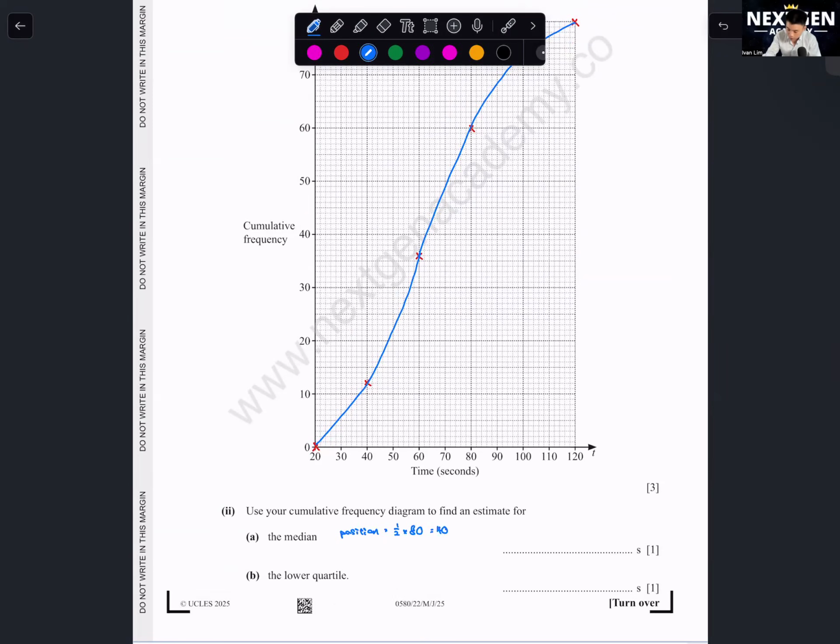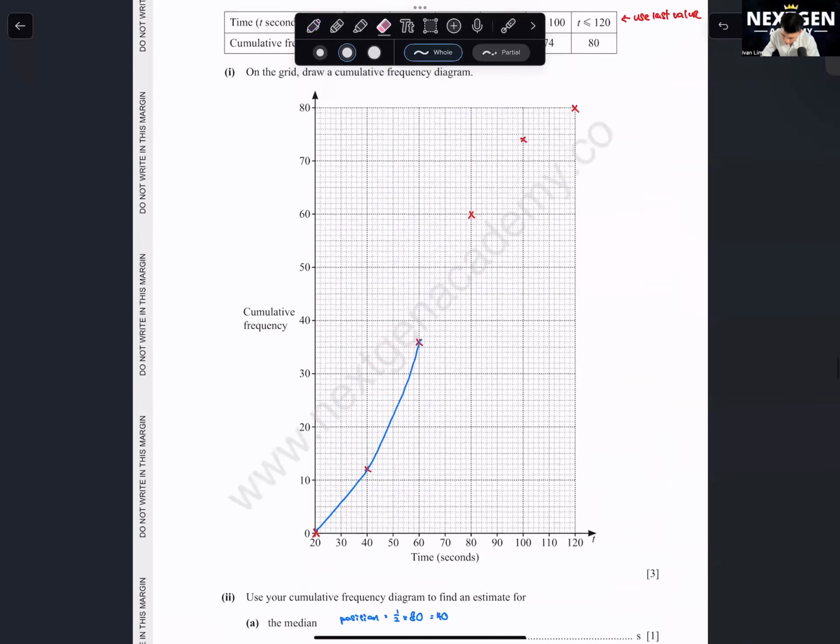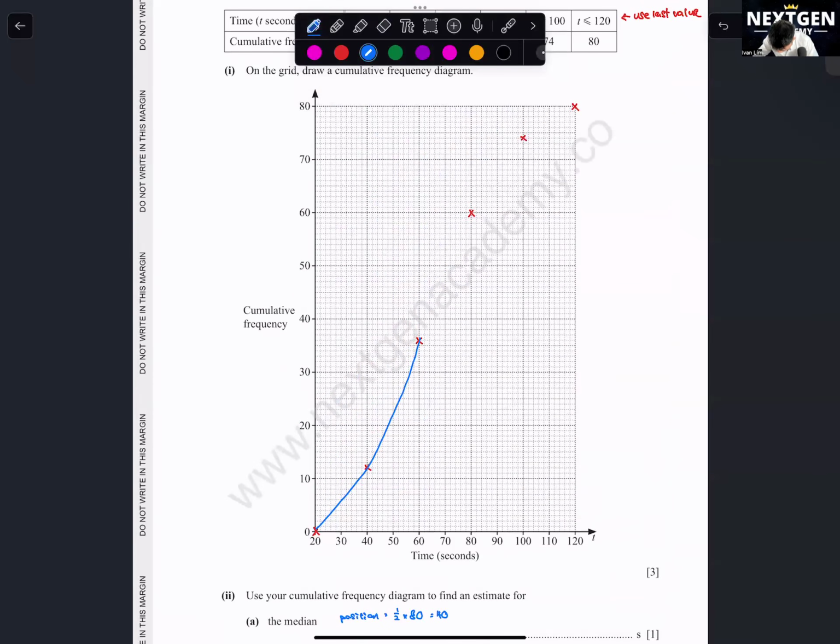So from here, you draw a horizontal line. According to mine, it will be 60. Normally I don't like to use the middle value, but according to mine right now, let me just modify it a little bit. I want a whole number. So, 62.